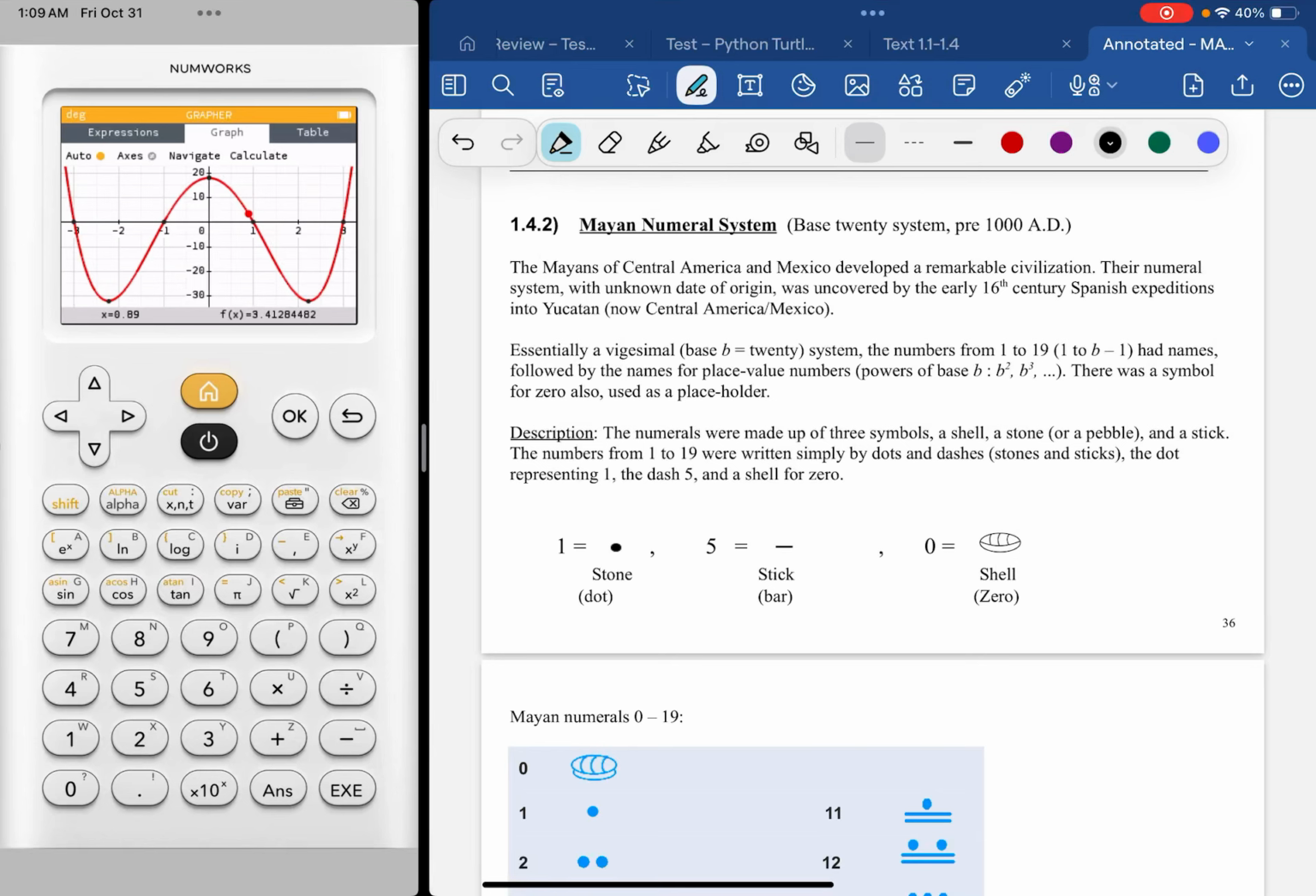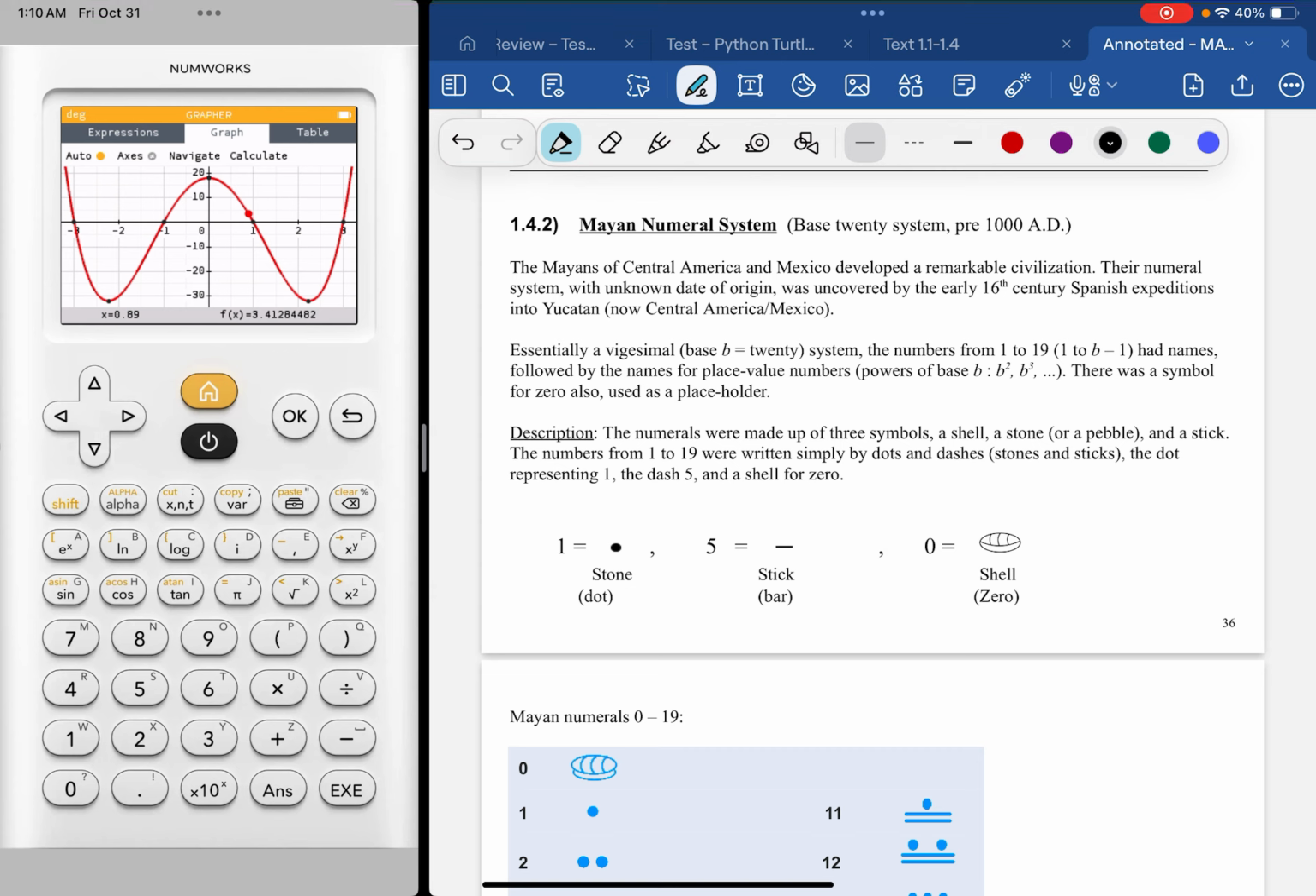So next we have the Mayan numeral system. This is a base 20 system. This is pre 1000 AD. Mayans of Central America and Mexico developed a remarkable civilization. Their numeral system, with unknown date of origin, was uncovered by the early 16th century Spanish expeditions into the Yucatan, now Central America, Mexico. All right.